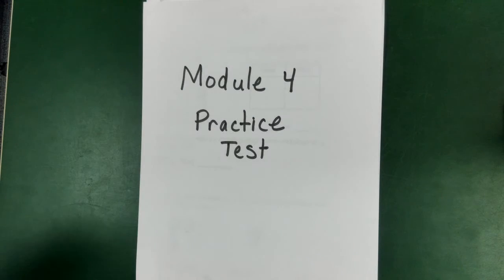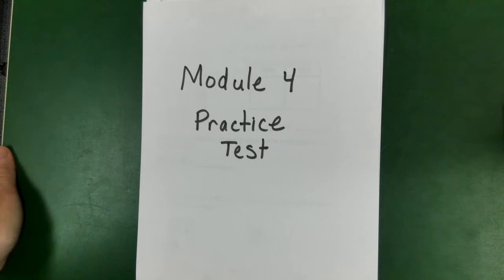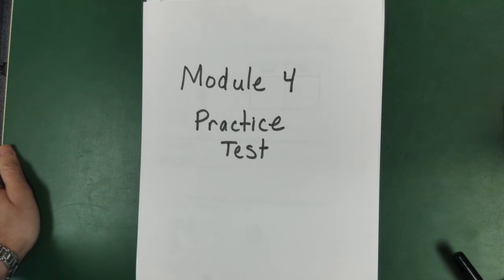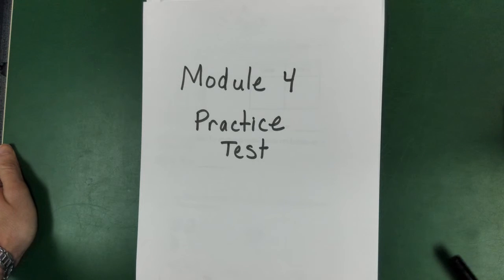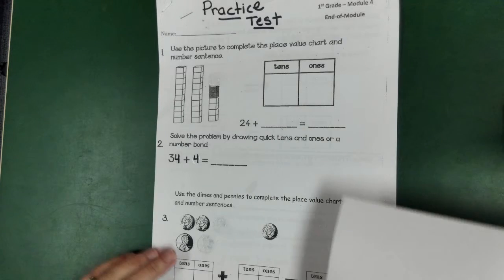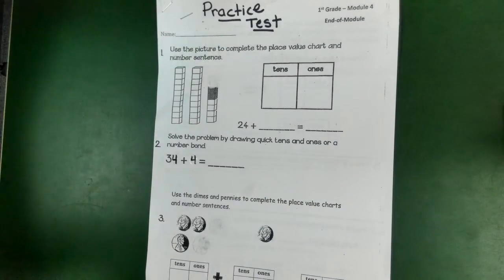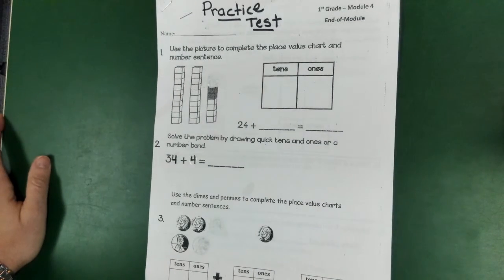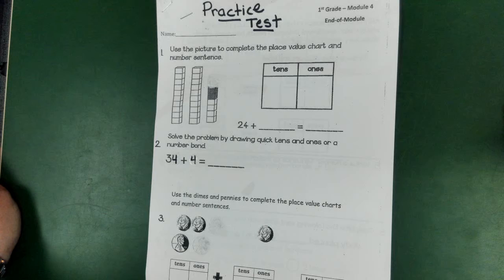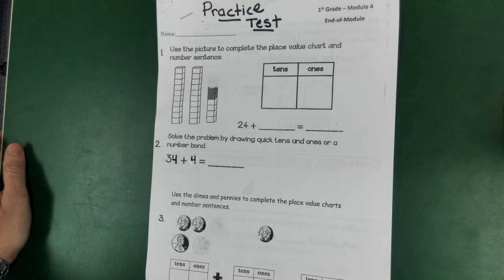Hi, first graders. We are going to take a practice test over some of the addition and subtraction strategies that you've been learning in this module. So if you have your practice paper that looks like this ready, get that. If you don't, you can always use paper and pencil, just some scrap paper as well. All right, let's get ready and begin. You're going to do the work along with me.